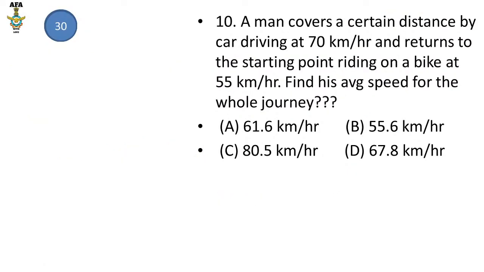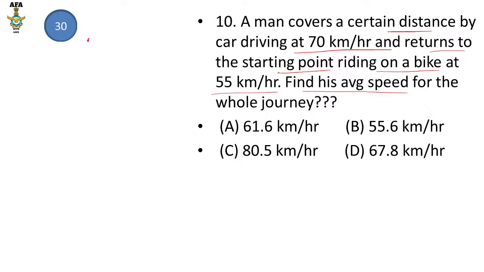This is the last question of today's class. Try to solve this question, then we will wind up this session. A man covers a certain distance by car driving at 70 km per hour and returns to the starting point riding on a bike at 55 km per hour. So the distance is constant.